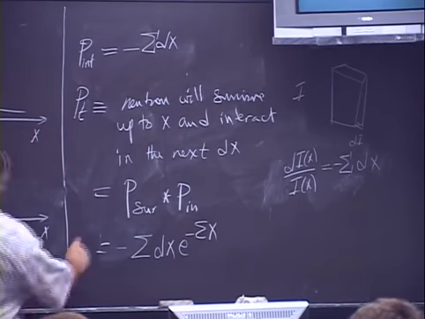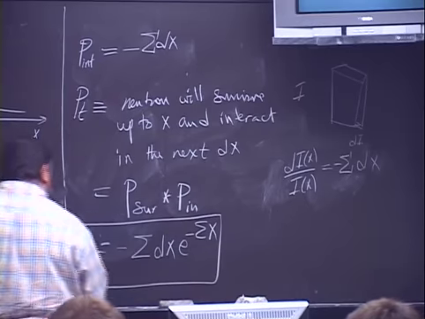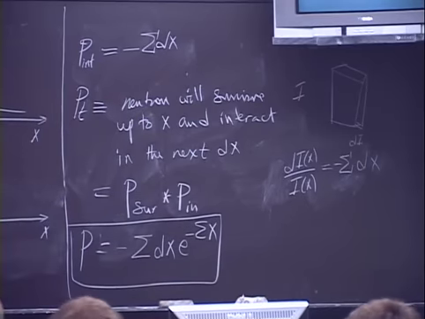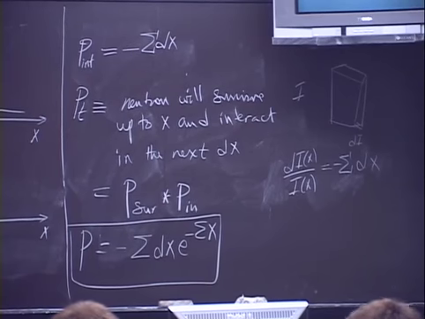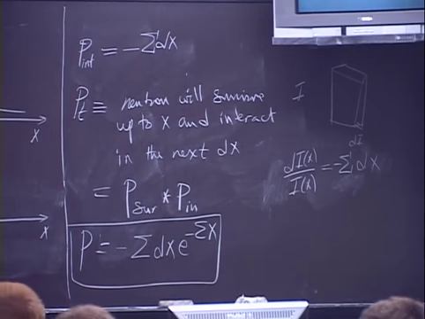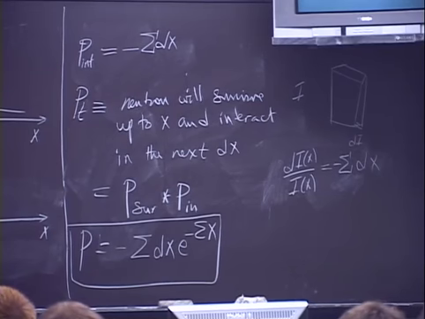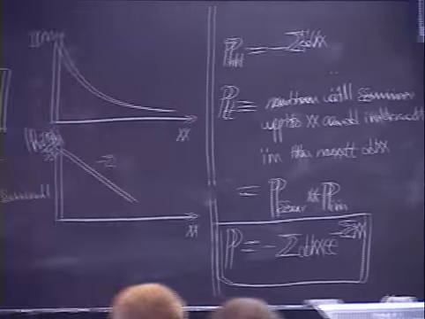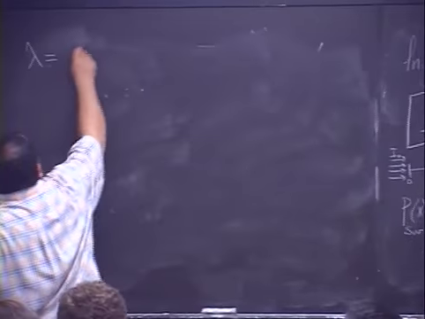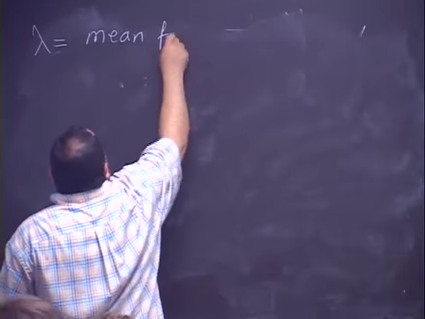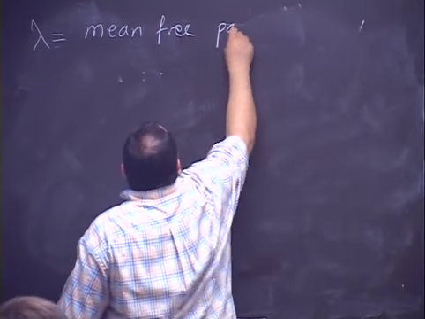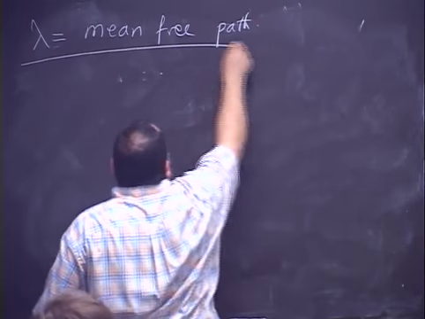Somebody will say, what will I do with this? You will not find this in the book, by the way. Why will I need this? It's very nice to know that later on in the book, if we want to calculate the mean free path, they call it lambda. What's the mean free path?